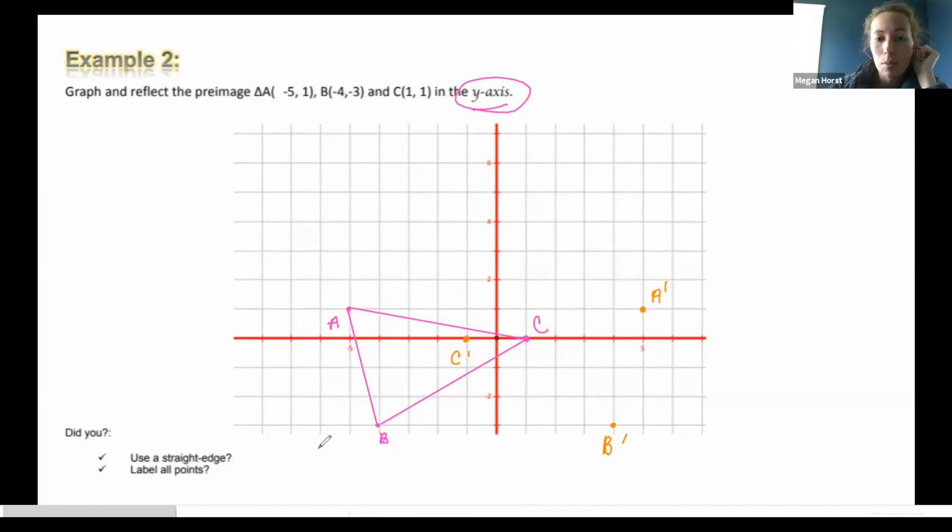So then we're going to connect our points. So we have C prime to A prime. And because this is a rigid motion, it should look the exact same size, and this does, so we're good.